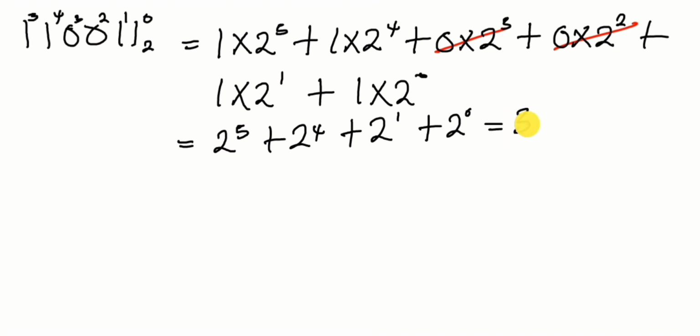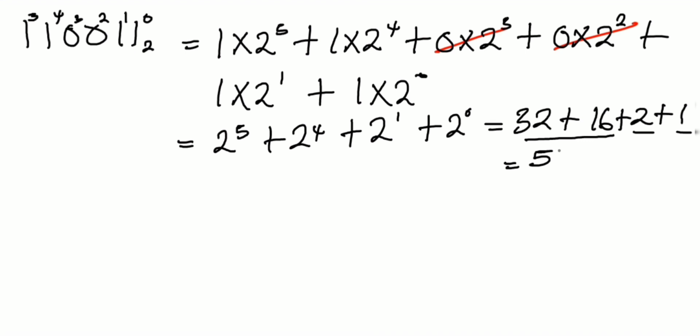So we have 32 plus 16 plus 2 and plus 1, because 2 to the power 0 is 1. So let's do 32 plus 16, that's 48. So we have 48 there. 48 plus 2 is 50, 50 plus 1 is 51. So finally we have 51 base 10 as our answer.